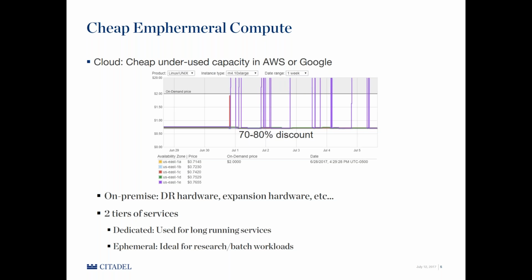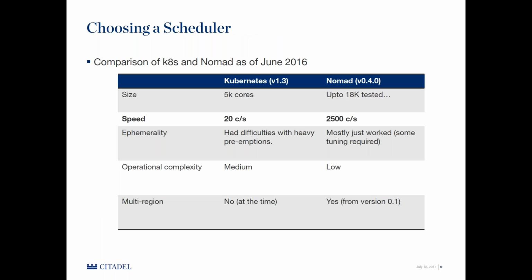On-premise, we have a sort of similar idea. We want our scheduler to be able to absorb any available hardware, so any DR hardware, expansion hardware, any underused cores lying around. We want to be able to dynamically expand into that environment and take advantage of that. So we want two tiers of service provided to our users. We want the dedicated tier, which is more traditional fixed infrastructure, which is great for running long-running services and things like that. And then we want the ephemeral tier, which is ideal for these very large batch, bursty kind of research and training workloads.